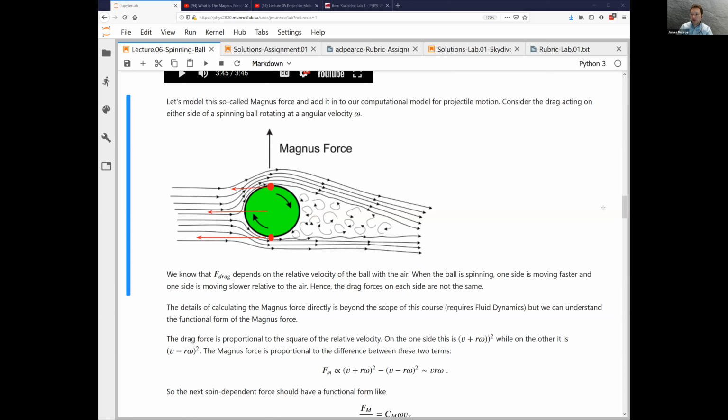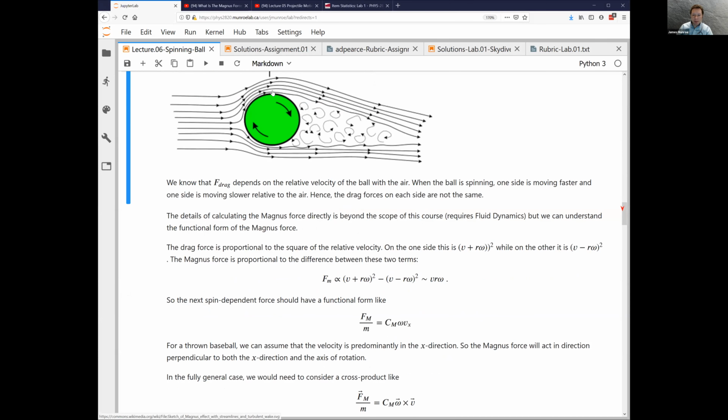If you consider those effects, you can realize that this force, this Magnus force, is going to be dependent upon the difference between the speed at the top and the speed at the bottom. And so what you can do is you can say V plus R omega and V minus R omega, and you get the difference between those two things.